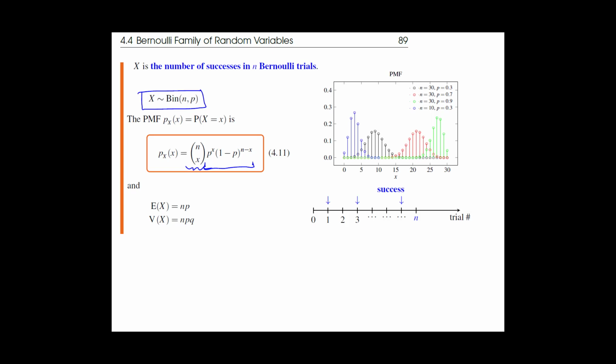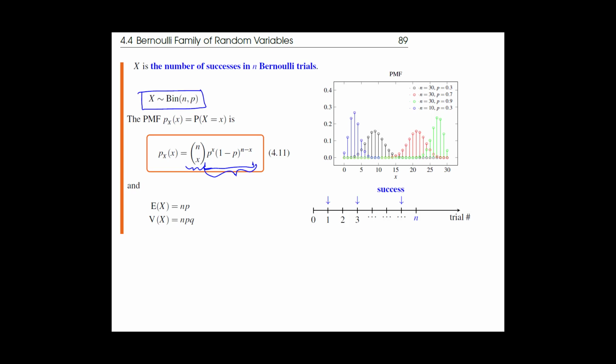So the term here, p to the x times 1 minus p to the n minus x, is the probability of obtaining one particular arrangement. And the reason we multiply it by n choose x is that's how many arrangements you can make of X successes, which are all identical, and N minus X failures that are identical too. So that's your PMF for the binomial random variable.